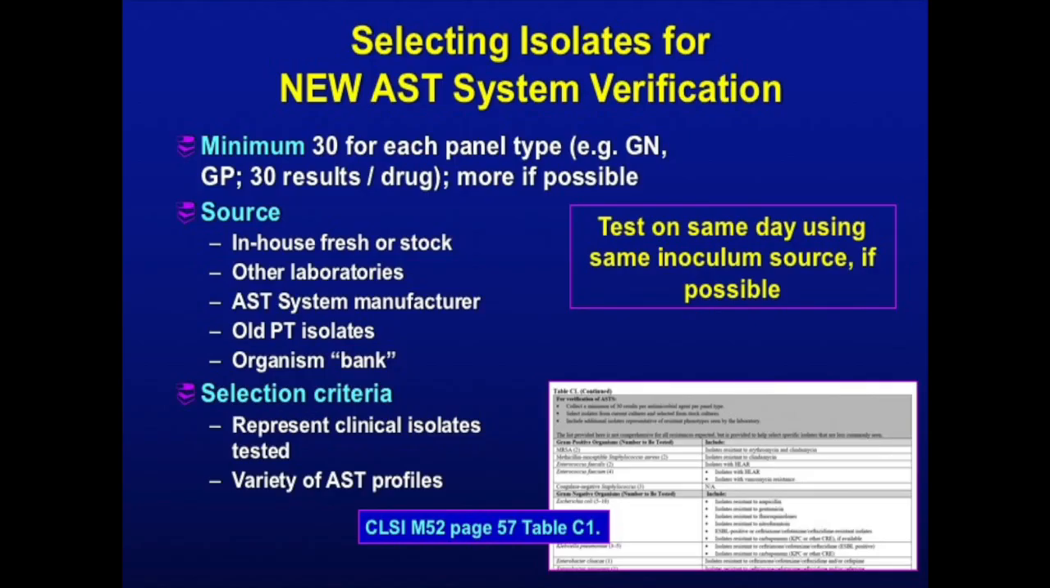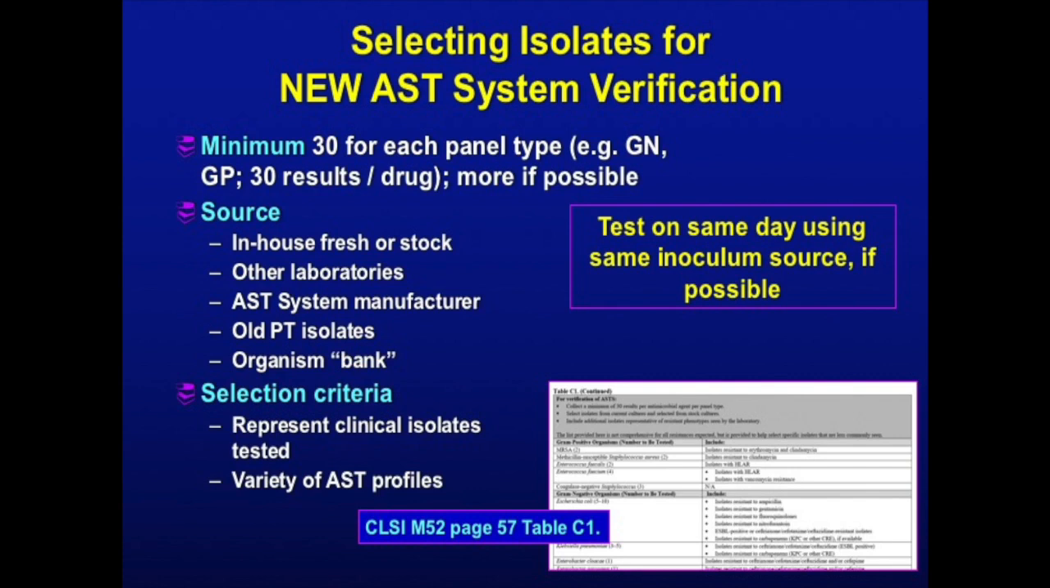Okay, so selecting isolates for our new AST system verification, as mentioned previously, it's going to be a minimum of 30 isolates for each panel type, because we want at least a minimum of 30 results for each drug that we're verifying. And we should say more if possible. If you're verifying a new AST system, particularly one that hasn't been out there for a long time, and you're very concerned about its accuracy and reproducibility, you probably want to include more isolates.